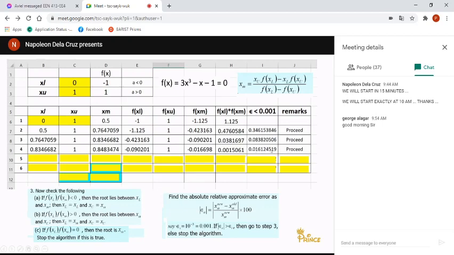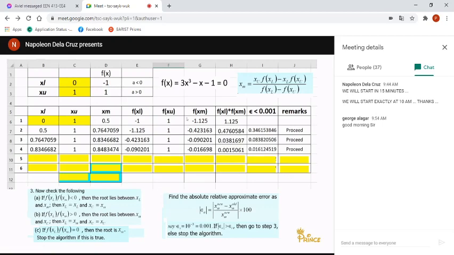Uulitin ko, the error using this formula, okay? Ito, okay? That is the limitation. You solve for this using this, then you have the limitation there. If this one is still greater than this one, we will proceed. If that is less than, later on you'll find out, makikita ninyo na mag-i-stop na tayo.